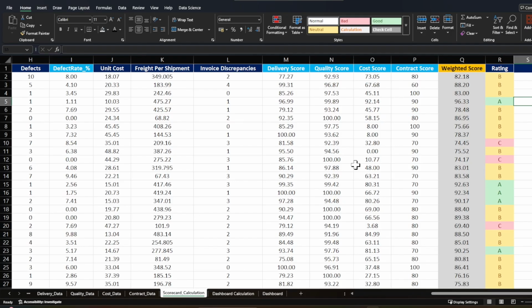We will also rate suppliers with rankings like A, B, and C based on the weighted score, which in turn will be dependent on the delivery score, quality score, cost score, and the contract score. So this we are going to discuss further in the video. Let's start with the key data input which is required in order to build this kind of dashboard.